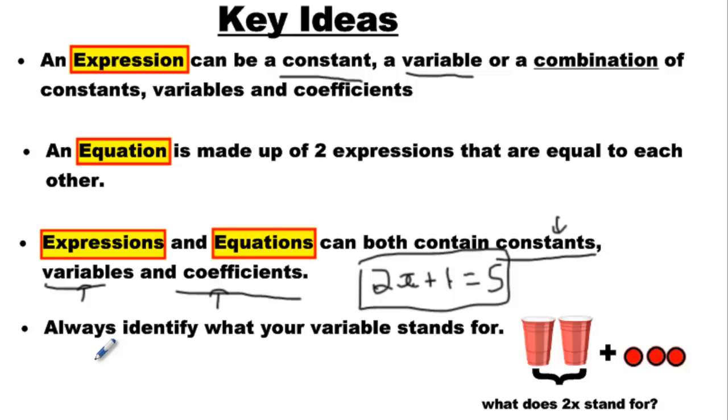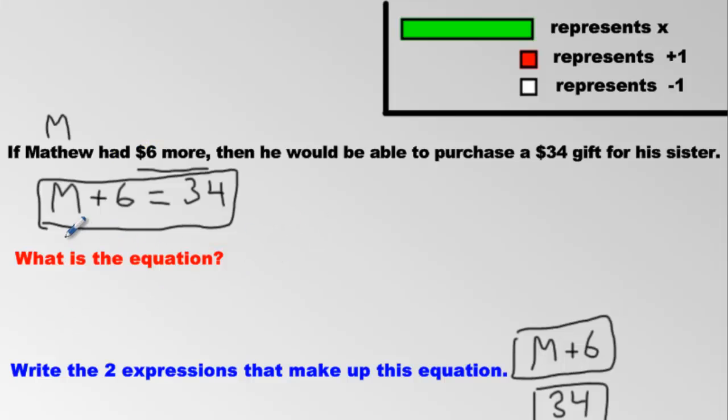And this is one of the most important things: we also always have to identify what the variable stands for. Like in the last one, when we put M plus 6, we always have to ask ourselves, what does M stand for? What is M? It's the amount of money. We made sure we understood that. It's the amount of money that Matt had.